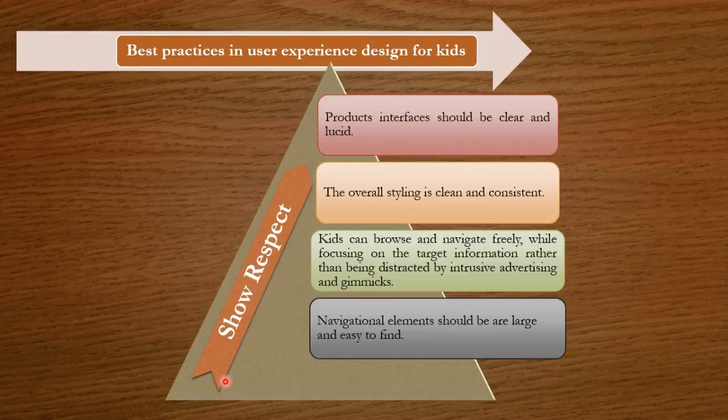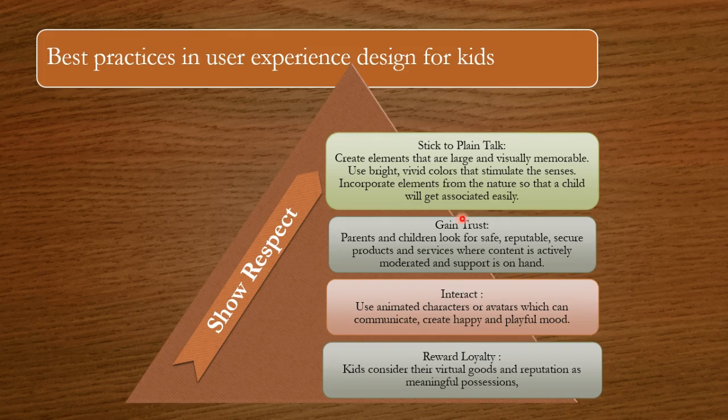So now what are the best practices in user experience design? Like the product interfaces should be very clear and lucid. Then the overall styling should be very clean and consistent. Then the kid should be able to browse and navigate very freely with a focus on the target information itself without being distracted by advertisements and gimmicks. Then the navigation elements should be very large and easy to find. Then bright, vivid colors that stimulate the senses need to be used.